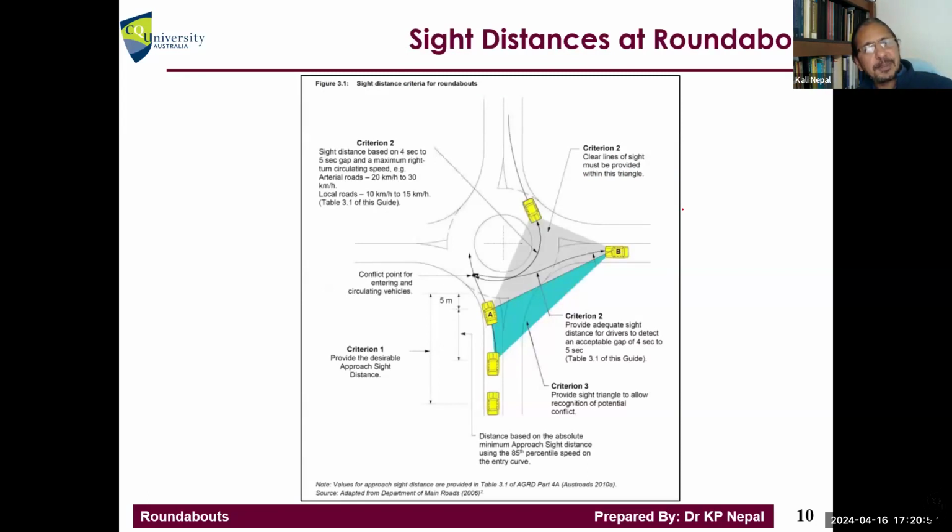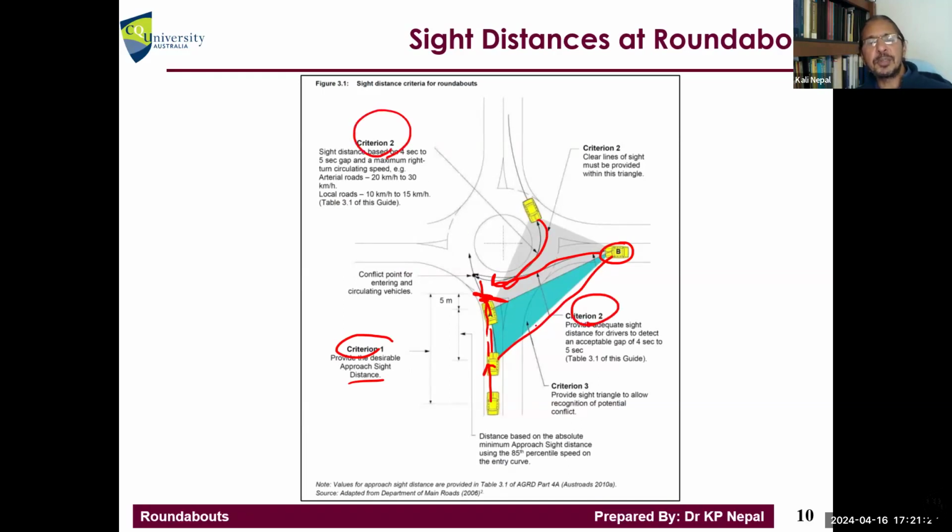From the sight distance perspective, 3 criteria should be met. Criterion 1 is the approach sight distance: we should be able to stop before that holding line. So that's the approach speed, and you need to stop by that. Criterion 2: you need to be able to see who is coming into your way, from both sides. Criterion 3: it should also be visible from the second car getting in, because otherwise 2 cars can go at one time. So we need to meet these criteria.